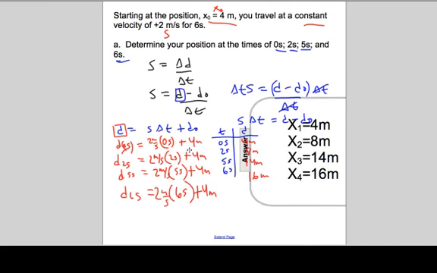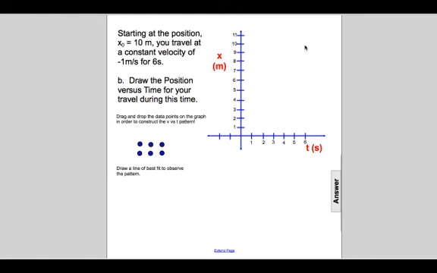Equations are storytellers. They let us know where we've been and where we will be. Alright, in this problem they're asking us to construct a displacement or distance versus time graph for an object that starts off at the 10 meter mark and travels with a constant velocity of -1 meter per second for 6 seconds. So at t equals 0, our location is 10 meters.